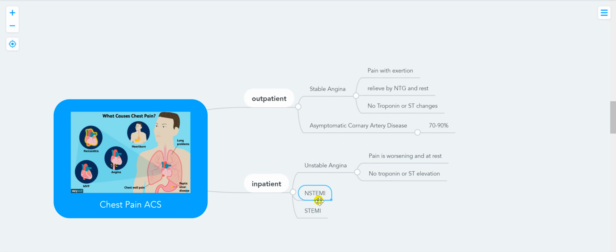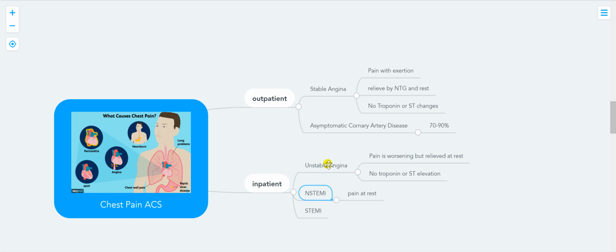Now we have the non-STEMI. With unstable angina, the pain is worsening but relieved at rest, because the myocardium is not dead yet. Sorry, my mistake. But in non-STEMI, you have pain at rest.